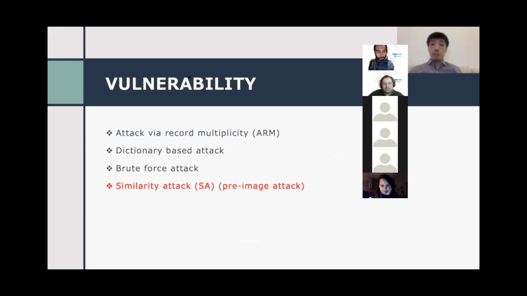However, existing research has claimed that cancellable biometrics is vulnerable to several attacks, such as ARM, also known as correlation attack, dictionary-based attack, and brute force attack. Our focus in the paper is similarity attack, also known as pre-image attack. Similarity attack exploits the similarity preserving property of cancellable biometrics to generate a pre-image from the protected template. The pre-image is an instance that, despite not being close to the original biometric template, after the transformation is highly alike to the targeted protected template.